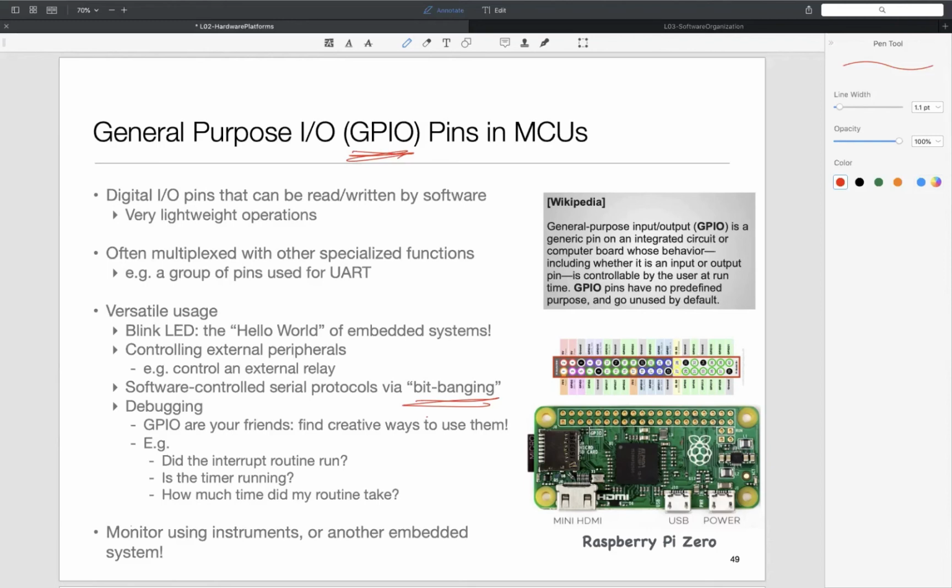One of the challenges when you are writing complicated software for these devices is you don't have a screen on which to print pretty messages, or even if you could, it would disturb the timing. So oftentimes, to be able to debug, you output signals on these GPIO pins and then monitor them using some hardware.